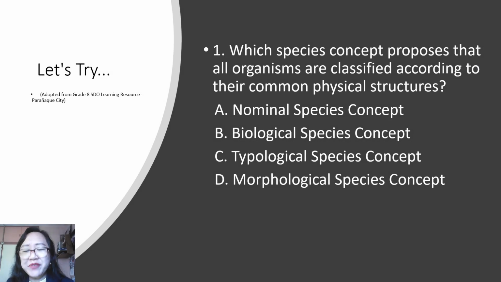This time you are now ready to take the quiz. So for the Let's Try part of your module, answer these questions. Number 1. Which species concept proposes that all organisms are classified according to their common physical structures? A. Nominal species concept. B. Biological species concept. C. Typological species concept. D. Morphological species concept.